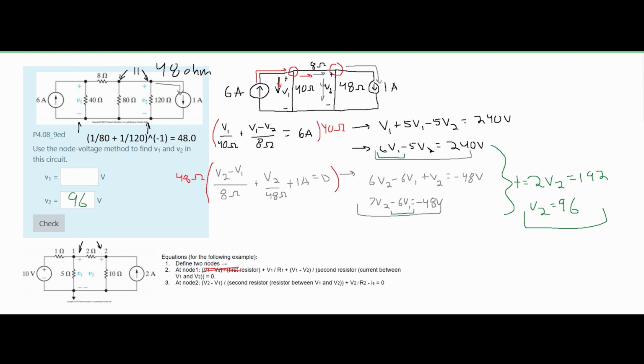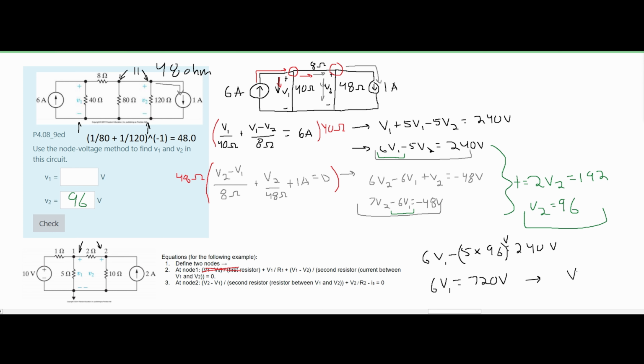Now that we found V2, we can find V1. We could plug our V2 into either of these formulas. I'm just going to do it for the first one. If we do this, we're going to get 6V1 minus 5 times 96 is equal to 240. If we care about units, this should be surrounded, and this will be volts, and this will also be volts. If we multiply 5 and 96 together, we're going to get a negative 480. Then we're going to add 480 to both sides, and then we get 720. So we're just going to get 6V1 is equal to 720 volts.